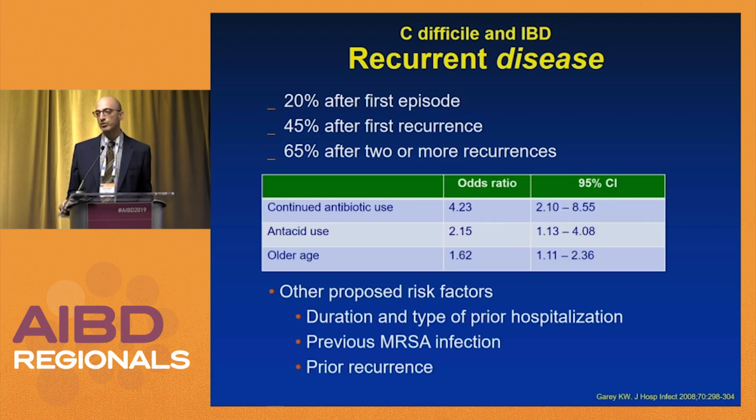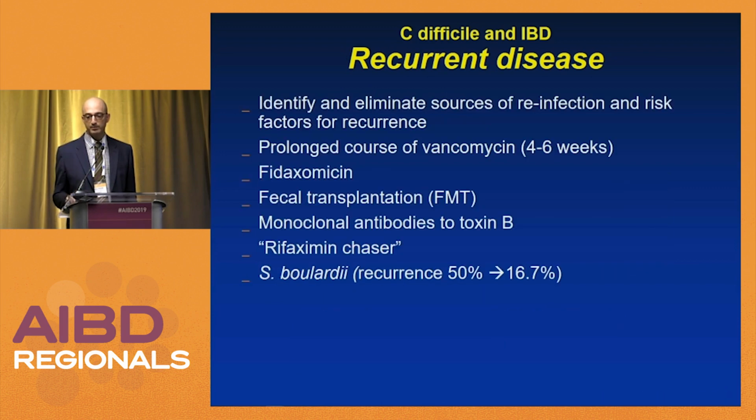And the risk factors for recurrence, obviously, are continued antibiotic use and antacid use. In this particular study, they didn't specify, but this does include both H2 blockers as well as PPI therapy. And then patients who are older age are also at increased risk for recurrence.